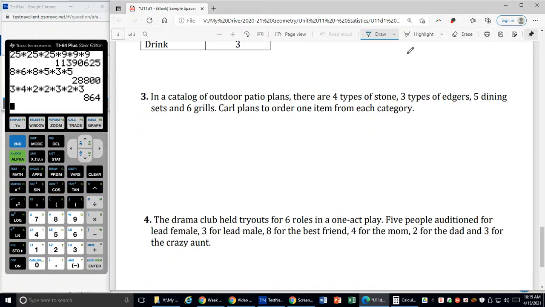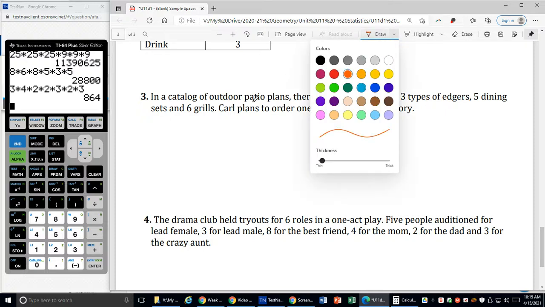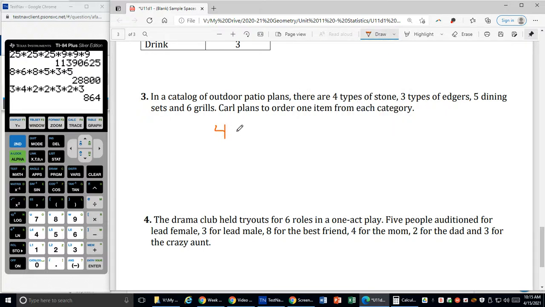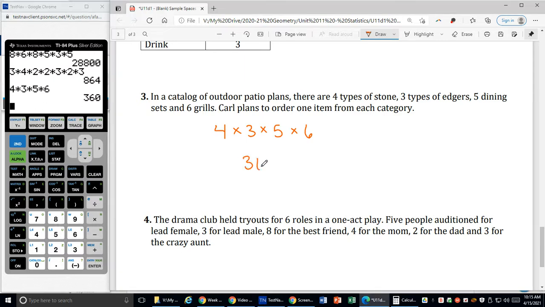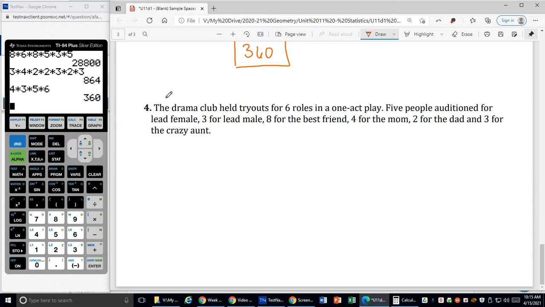In a catalog of outdoor patio plans, there are 4 types of stone, 3 types of edgers, 5 dining sets, and 6 grills. If Carl plans to order one from each category, how many different backyard patios can he design? So 4 times 3 times 5 times 6. There are 360 different possible outcomes for Carl's backyard. Okay? All right, let's look at the last one, number 4.